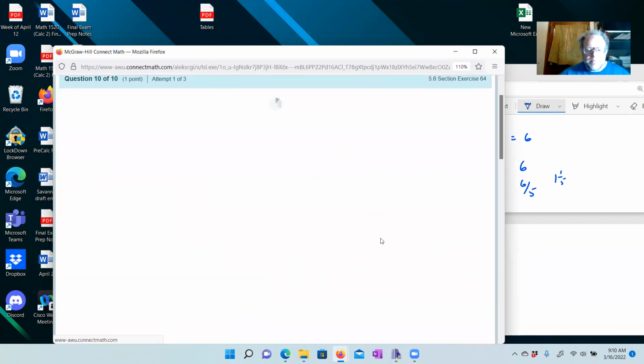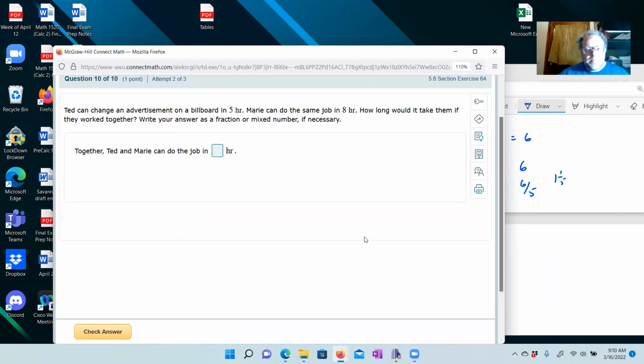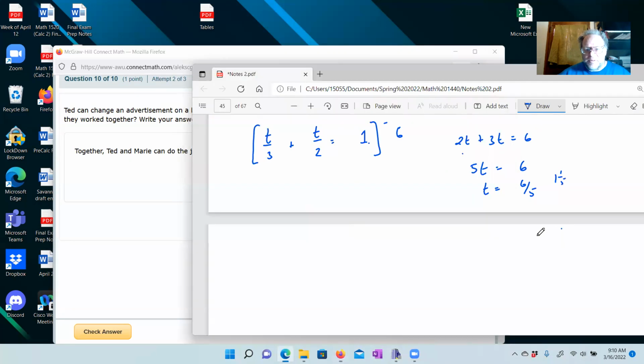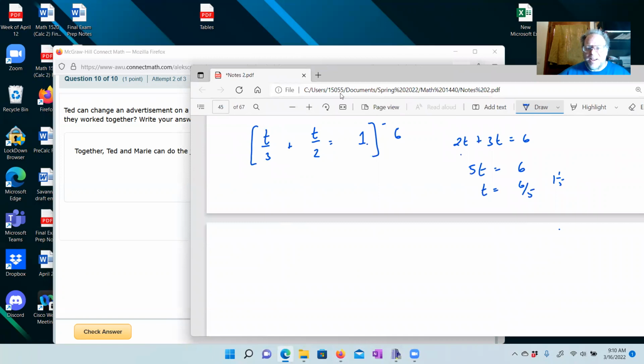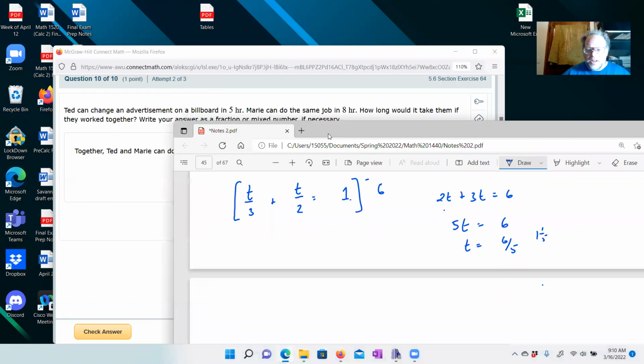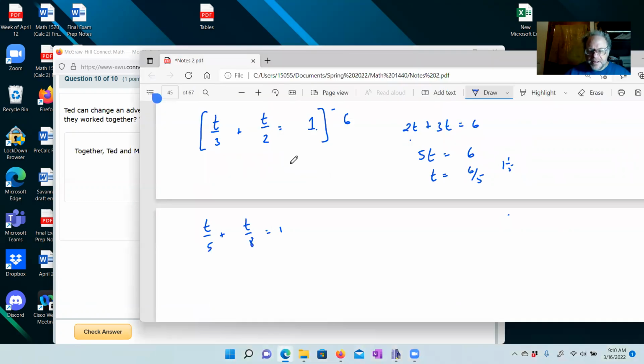Okay, try one. 5 and 8 hours. Okay, so Ted can change the advertisement on a billboard in 5 hours. We can change the advertisement on the billboard in 8 hours. How long will it take them if they work together? Okay. So what we're going to do is we're going to have t over 5 plus t over 8 is equal to 1. Right?